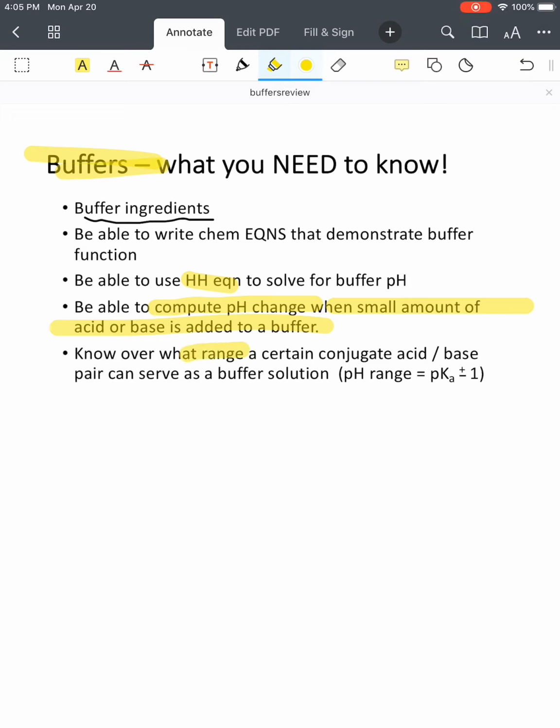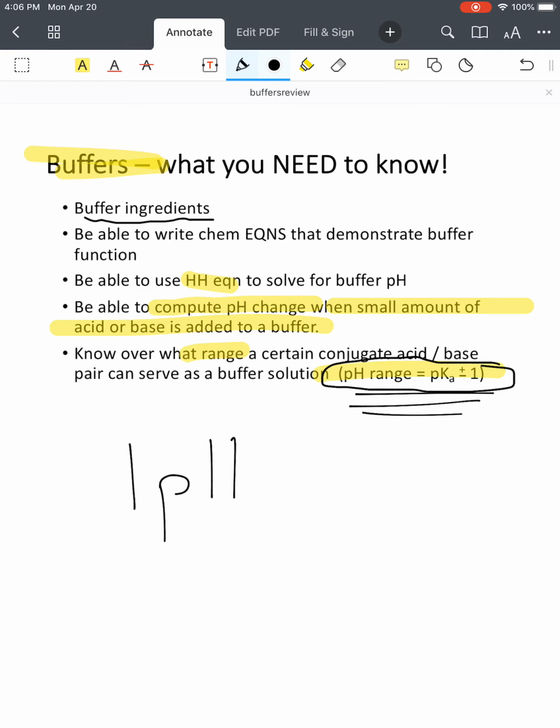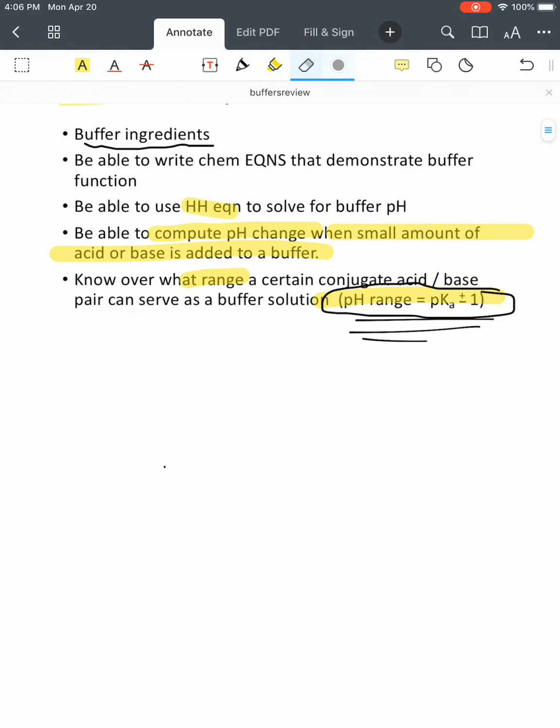I gave you a very simple rule in class, and I want you to commit that to memory. Any buffered solution can only serve as a buffer over a very specific pH range. That's defined by the pKa, the negative log of the Ka of the acid, plus or minus 1. So a buffer can only form in a solution that's plus or minus 1 pH unit from the acid form's pKa.